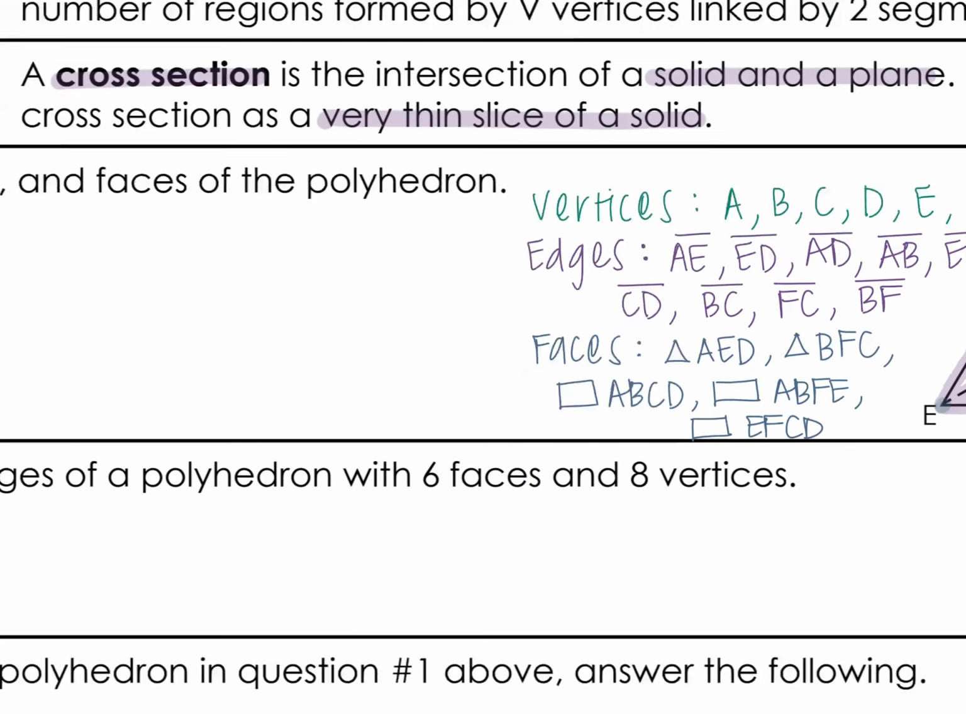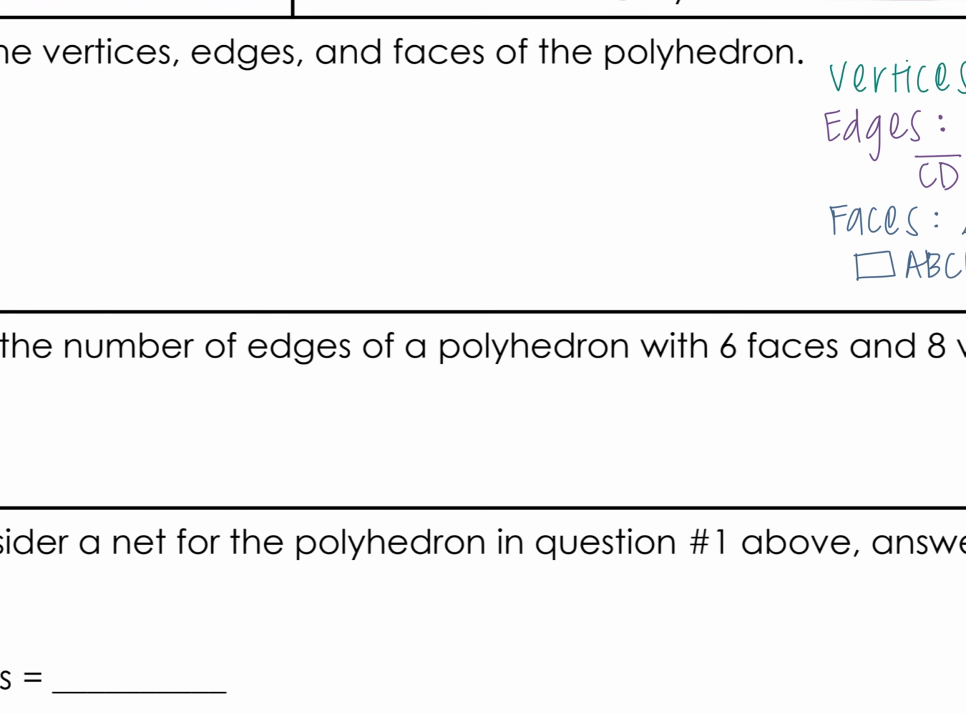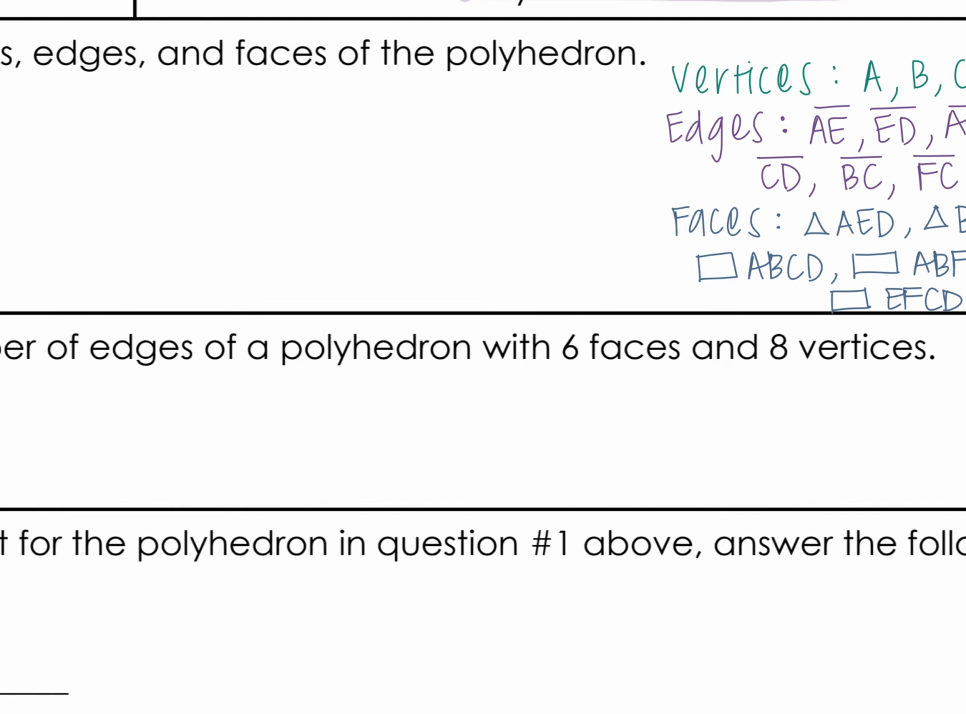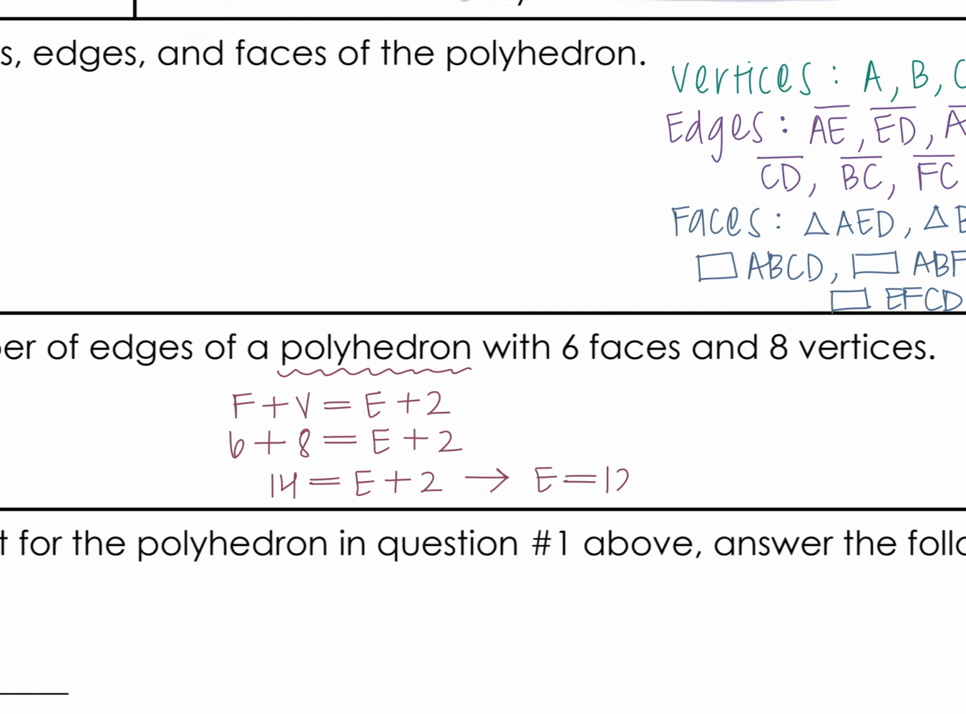Okay, moving into number 2, we have: find the number of edges of a polyhedron with 6 faces and 8 vertices. We're going to be using Euler's formula here. Because of this term polyhedron they have provided us with, we know we're going to do the 3D formula, which is F plus V equals E plus 2. I'm going to plug in. For my F, we have 6 plus my V, which is 8, is equal to E, since I'm trying to find it, plus 2. Using my algebra, I get 14 is equal to E plus 2. And when I subtract the 2, I'm left with E is equal to 12. So pretty simple.